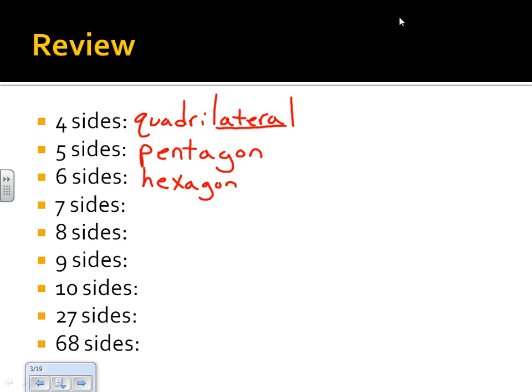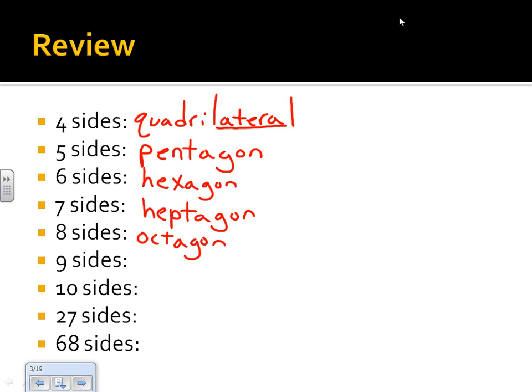Do you know 7? Anybody know 7? Not quite? It depends. It's a Greek root versus a Latin root. We use hexagon. 7 is heptagon. Everybody knows the next one. What's 8? Octagon. Give me an example of an 8-sided figure.